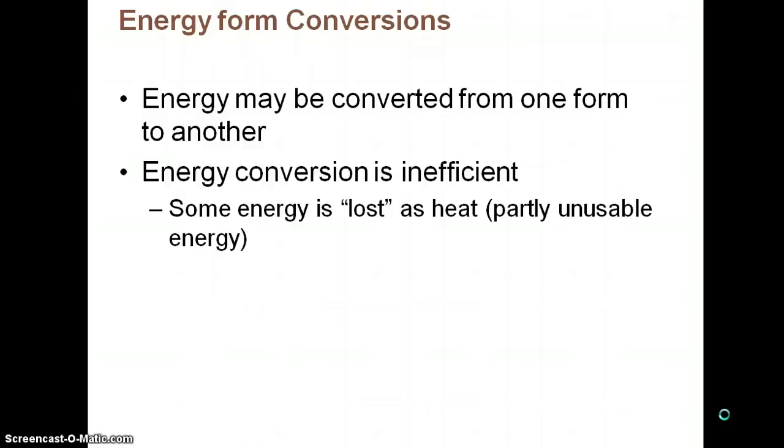Converting between energy is inefficient, so you will always lose some energy as heat, and that's with any kind of energy conversion. So it's kind of like conversion within our bodies. When you talk about the amount of energy whenever you eat certain things, think the trophic levels back to food webs and all that in biology.